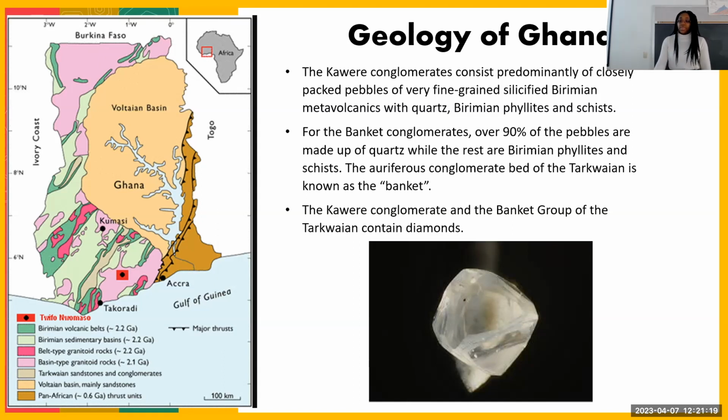The Kawere conglomerate and the Banket group of the Tarkwaian actually do contain diamonds. That's why they're so important. And this image right here on the bottom, that's an actual diamond that was mined from this Tarkwaian belt. We have a gold mine there, and this came up as they mined. I'm assuming by accident, or by chance, they found that it was a diamond.